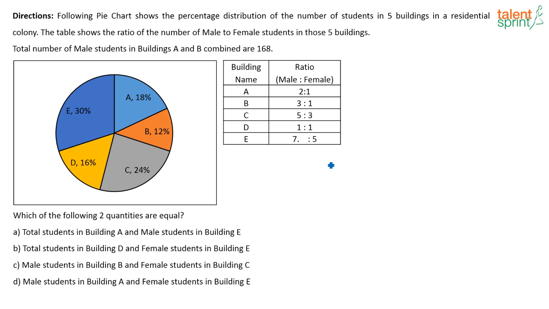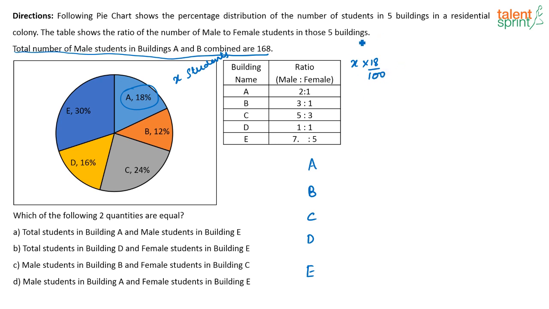So I have 5 buildings, A, B, C, D and E. The only information that we have is that the total number of male students in buildings A and B combined is 168. So totally there are 168 male students in A and B together. Let us assume that totally there are X students in all the buildings put together. How many students are there in building A? 18% of the students are in building A. So out of these X students, 18% belong to building A.